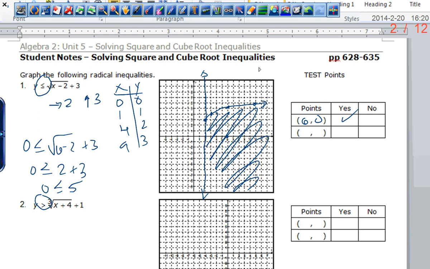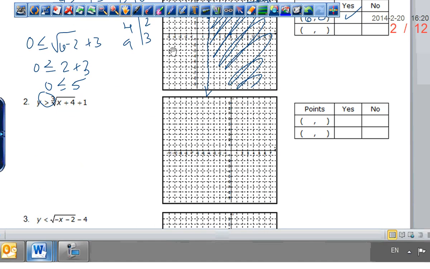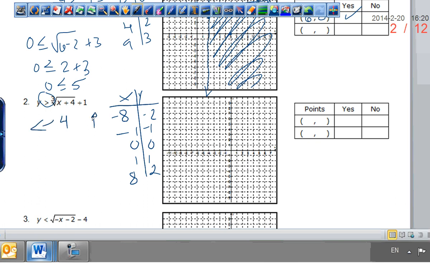Okay? Number 2, we have the cube root here. And cube root, remember, we've got negative 8, negative 2, negative 1, negative 1, 0, 0, 1, 1, and 8, 2. So that's the one that kind of looks like this. Well, the plus 4 moves it left 4. The plus 1 moves it up 1. So instead of being at negative 8, negative 2, that's going to be at negative 12, negative 1. So there we go.